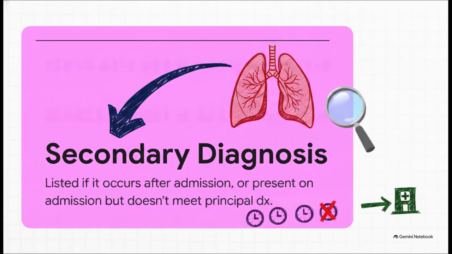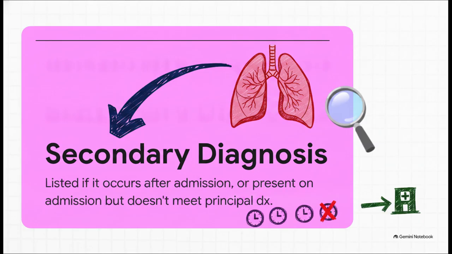Respiratory failure might be listed as a secondary diagnosis if it occurs after admission, or if it is present on admission but just doesn't meet that golden definition of a principal diagnosis we talked about earlier. I really want to draw your attention to that chronological trigger, right there. Occurs after admission. If a patient comes in, they get admitted, and then their respiratory system fails while they are on the floor, that is a huge red flag for secondary sequencing.